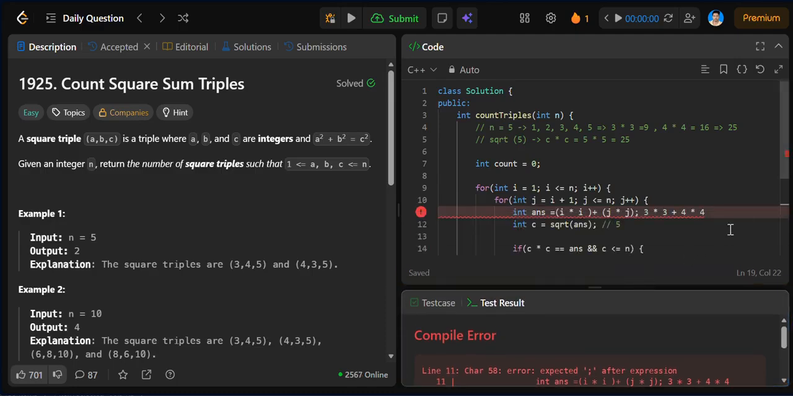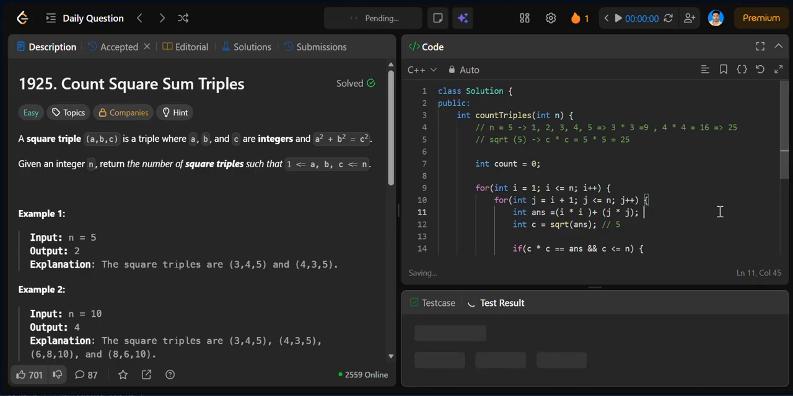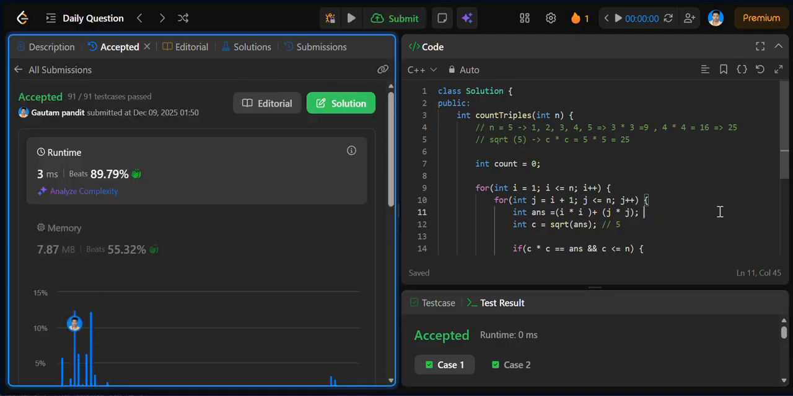What is the problem? Oh, sorry. The problem is that, yeah, now it is correct. Yes, and so it will take the order of n square time, right? That means it is the optimized approach.